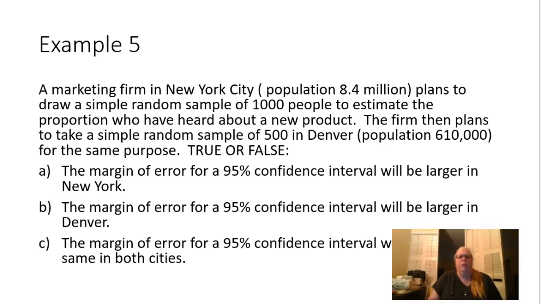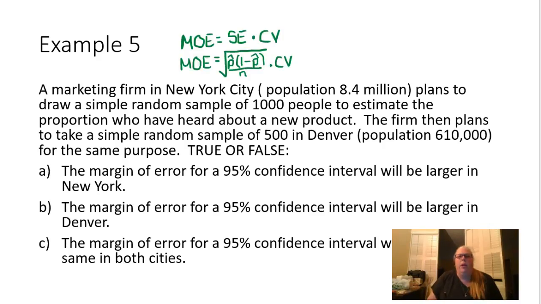Okay, let's see. So what I have up here are the formulas for the margin of error that we've used. We said the margin of error is the standard error times the critical value. Now, when we're working with proportions, that means we're going to use the formula p hat times 1 minus p hat divided by n, and then we're going to square root it, and then multiply that by the critical value. So it doesn't matter whether we're in Denver or New York City, the critical value is going to be the same.